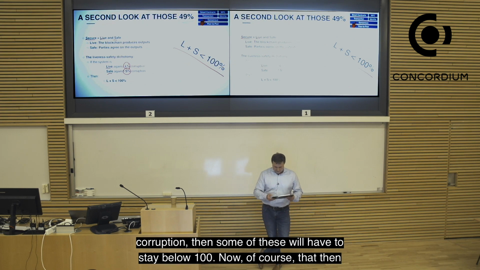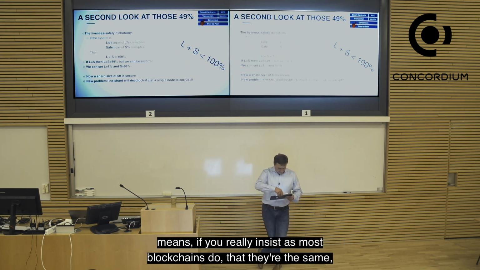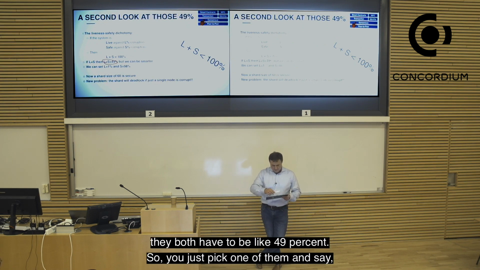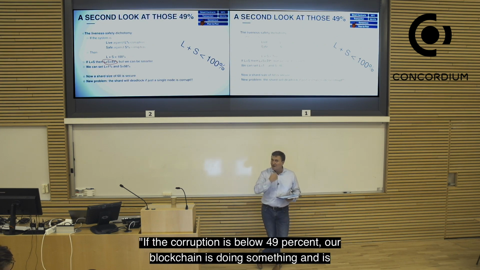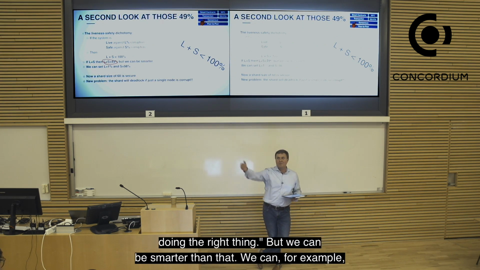Now, of course, that then means, if you really insist, as most blockchains do, that they're the same, they both have to be like 49%. So you just pick one of them and say, if the corruption is below 49%, my blockchain is doing something and it's doing the right thing. But we can be smarter than that.